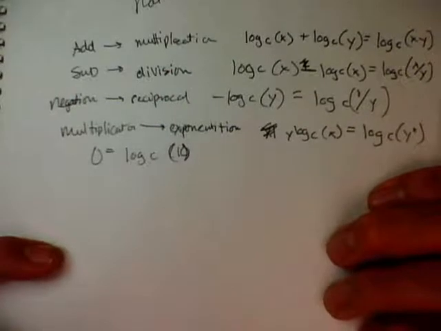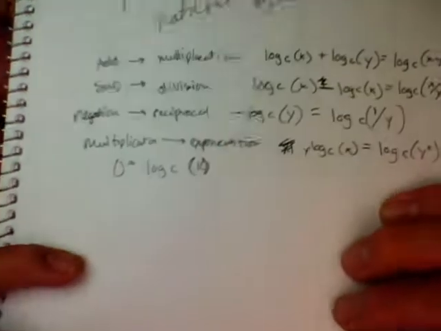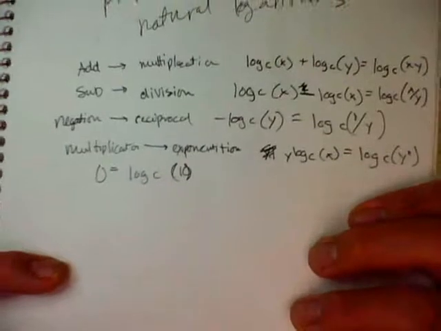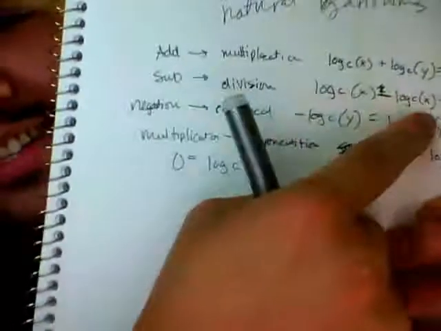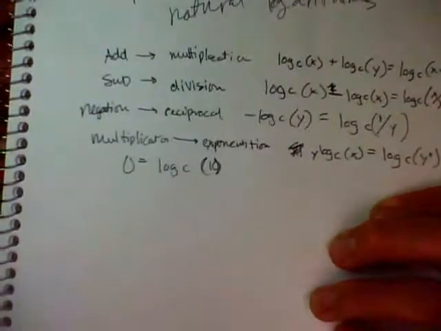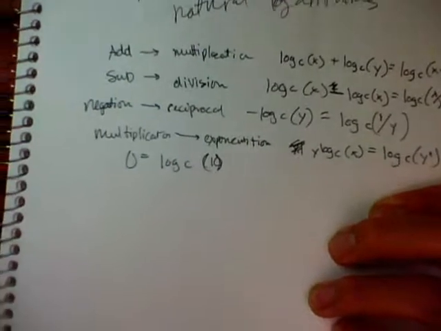Now we have subtraction to division. If we have log to the base c of x, and we subtract the log base c of, that should be a y, I can't even do this, it's on a camera, it's so hard. Then it's calculated as log to the base c of x divided by y.